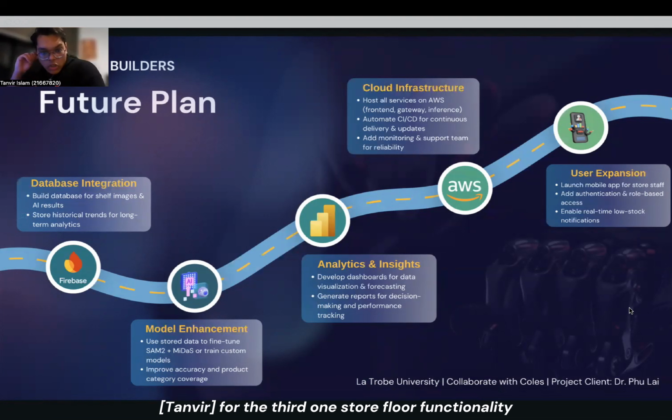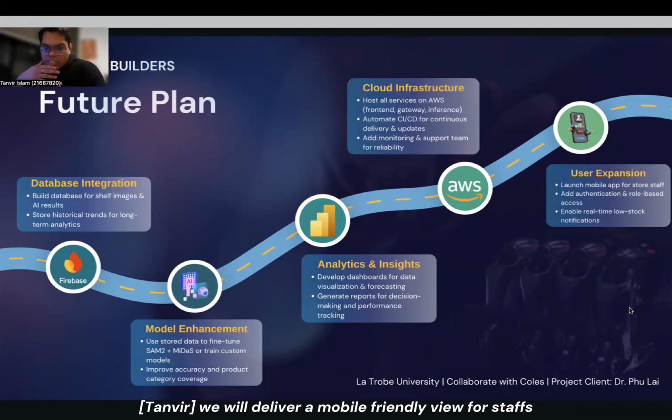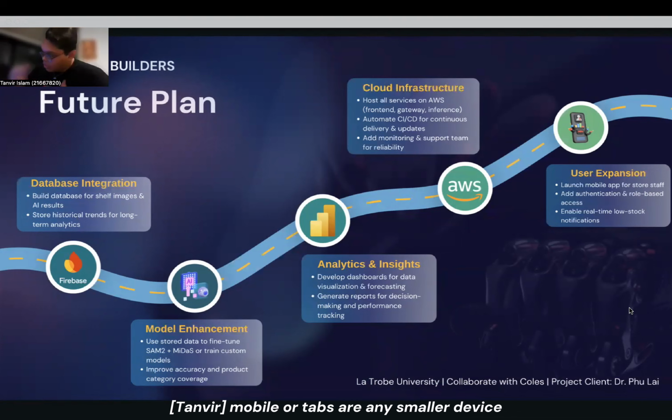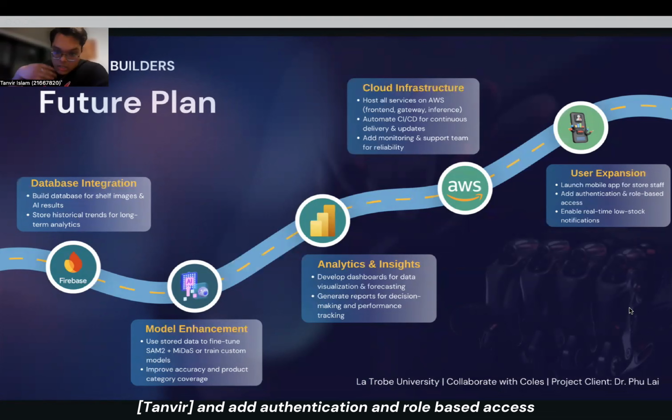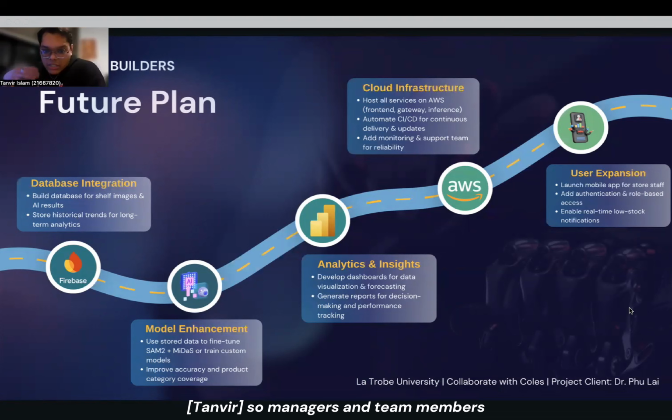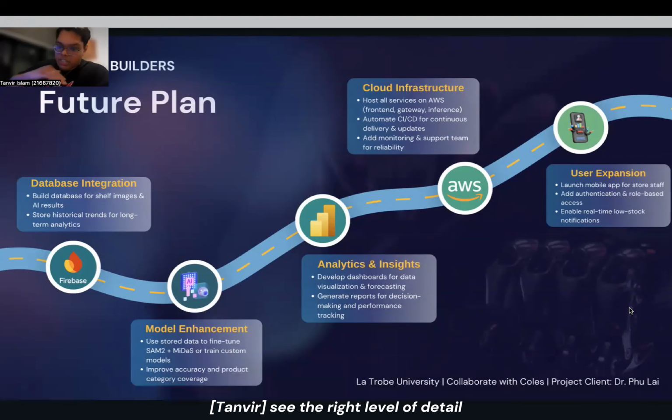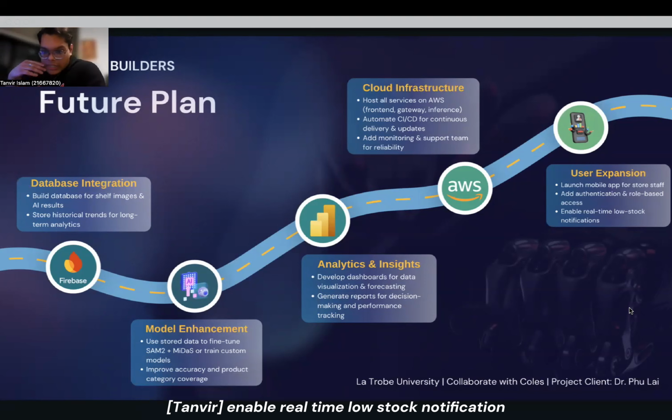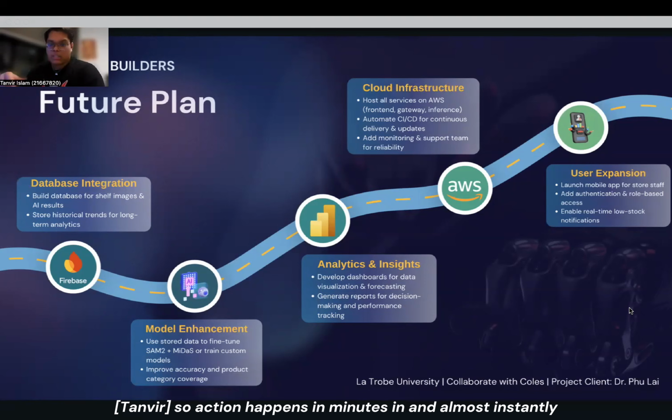For the third one, store floor functionality, we will deliver a mobile-friendly view for staff, on mobile or tablets, any smaller device that's easier to carry. For staff, we'll add authentication and role-based access so managers and team members see the right level of detail, and enable real-time low stock notifications so action happens in minutes and almost instantly, not at the next walkthrough.